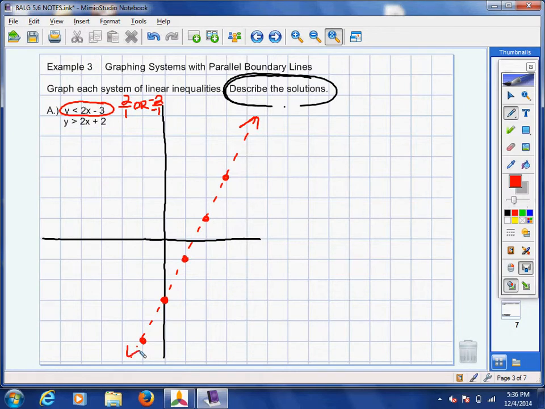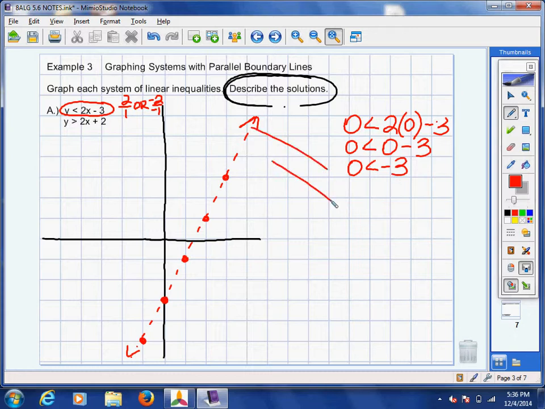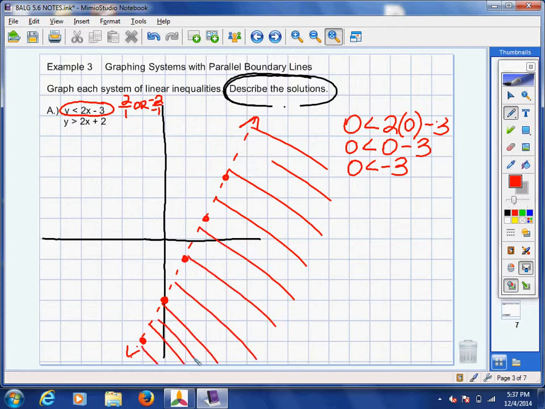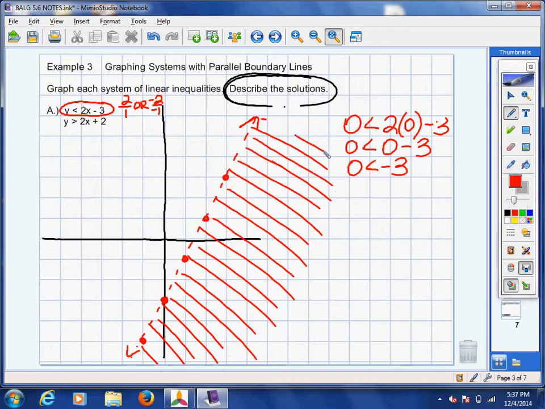And then we got to figure out which side to shade. So you know me, I like to try 0, 0. And you can do that off to the side with 0 less than 2 times 0 minus 3. In other words, is 0 less than 0 minus 3? Is 0 less than negative 3? Well, no, actually 0 is bigger than negative 3. So we can't shade the left side of this red line. We're going to have to shade the right side, okay? So that's what we're going to do. We have to go away from 0, 0 because it didn't work when we plugged it in, okay? There you go. Get those lines on there so you can see it really, really good.